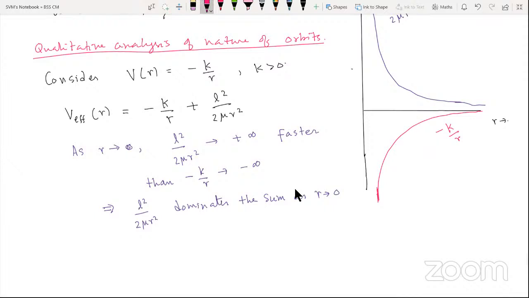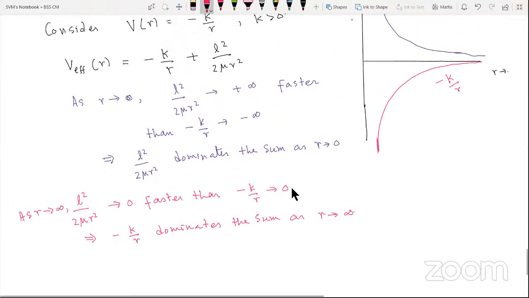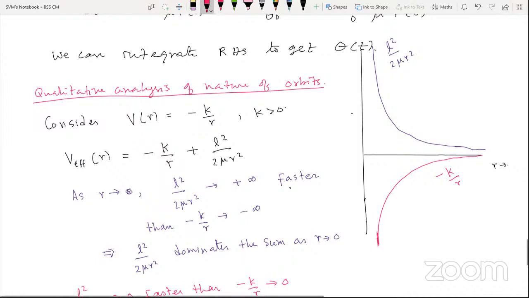Then also note that L square by twice mu r square goes to 0, as r goes to infinity, faster than minus k by r going to 0. So what does that mean? This implies minus k by r dominates the sum as r goes to infinity. Now, if you understand these two arguments, then I will be able to draw the sum.